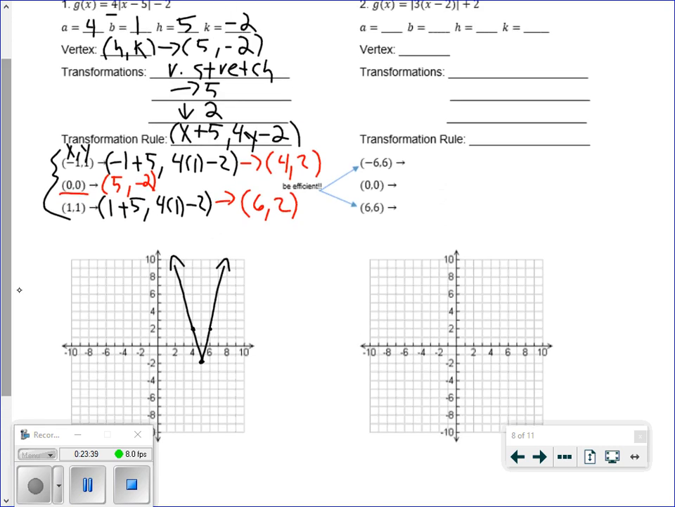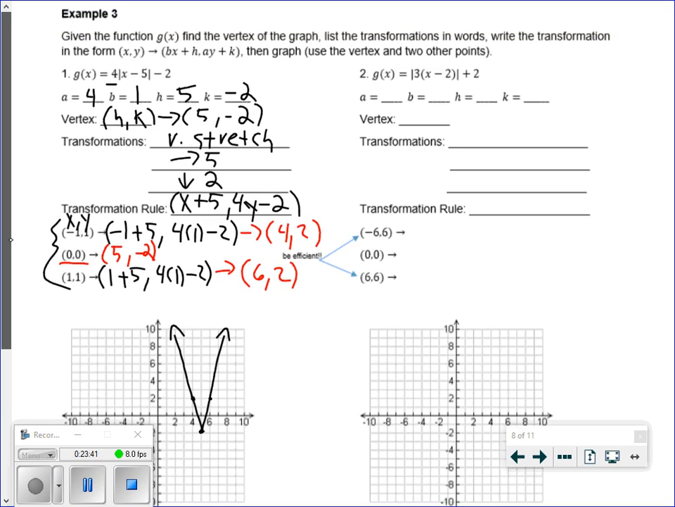All right. And now for number 2, we're going to do the same thing. Figure out our parameters. Our A is 1. Our B, remember we flip it, 1/3, because it's 1 over B equals 3, so it's 1/3. H is 2. K is 2. Our vertex is H, K, 2, 2. We're going to go about this problem a little faster now.